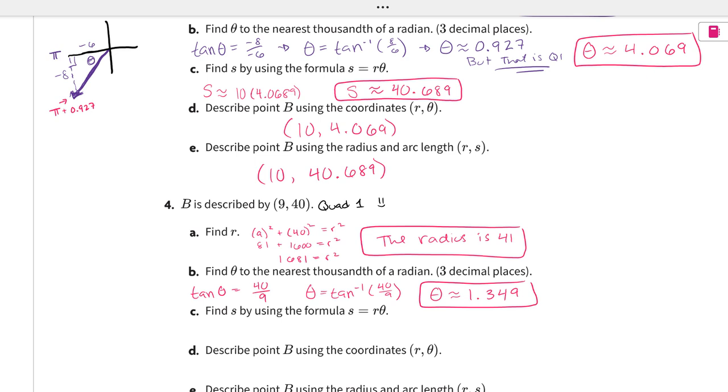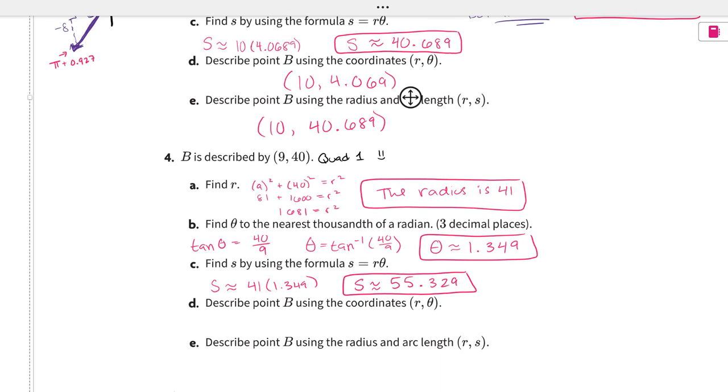Find S using the formula, or find our arc length. So we're going to take our radius, 41, and we're multiplying it by 1.349. So again, I'm not even going to clear my calculator. I'm just going to hit times 41. So I get an arc length of about 55.329. And it really goes 3287. So I'm rounding that 8 up to a 9.